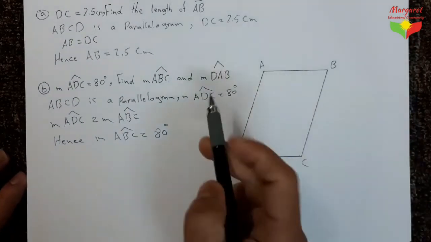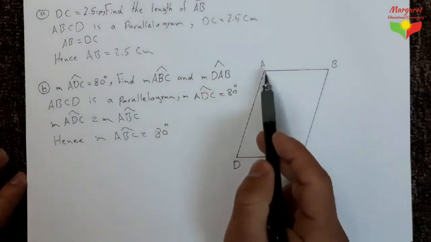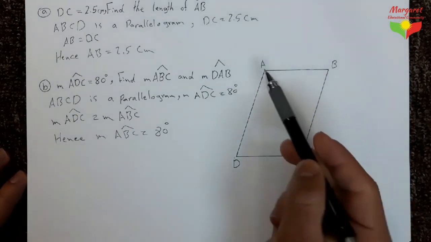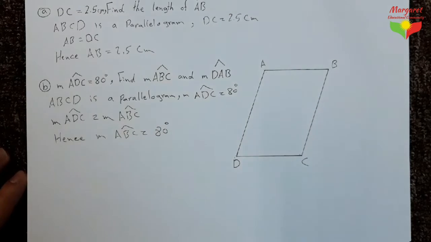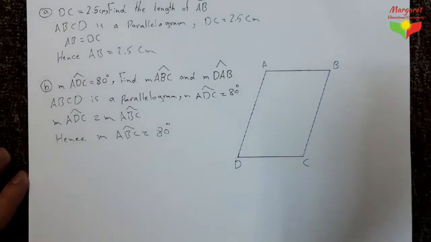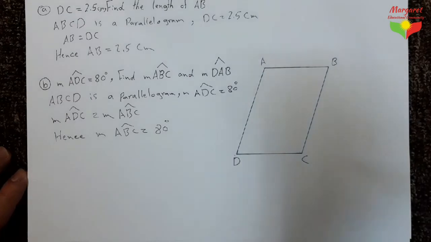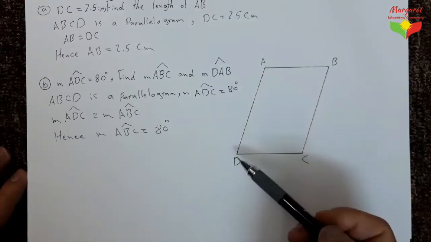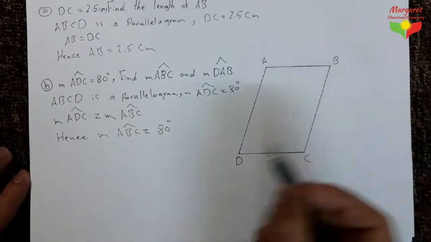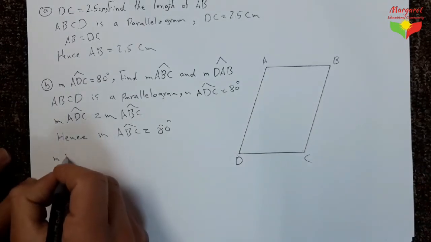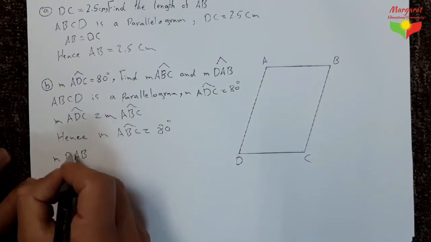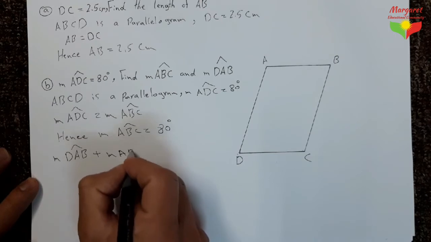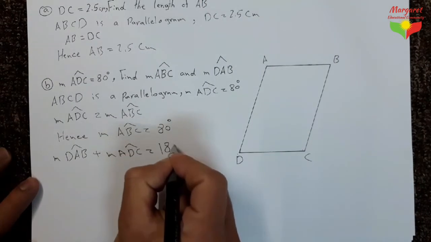Now to find measure of angle DAB, in this figure angle ADC and angle DAB are consecutive angles, and from the third property of parallelogram we say that two consecutive angles are supplementary, so the sum of their measure equal to 180. So measure of angle DAB plus measure of angle ADC equal to 180 degrees.